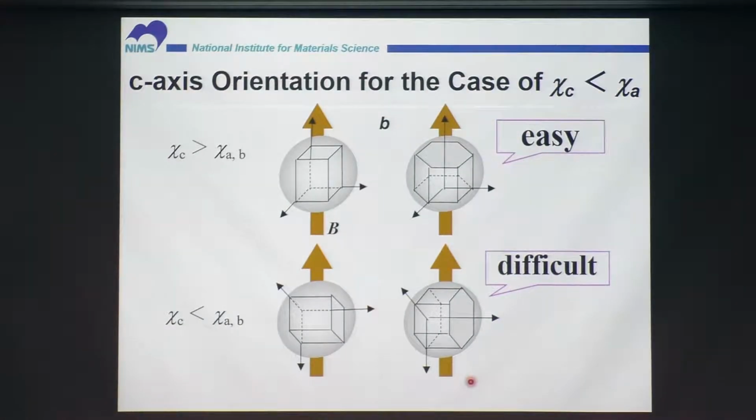Another technique to control the crystalline orientation is the use of a rotating magnetic field. First, I explained to you that the easy magnetization axis is very dependent on the material. So, for example, if the easy magnetization axis is the C-axis, controlling the C-axis or arranging the C-plane is very easy. But in the case where the easy magnetization axis is the A or B axis, it is quite difficult to control the C-axis. So to achieve the C-axis orientation for this material, we are using a special technique like this.